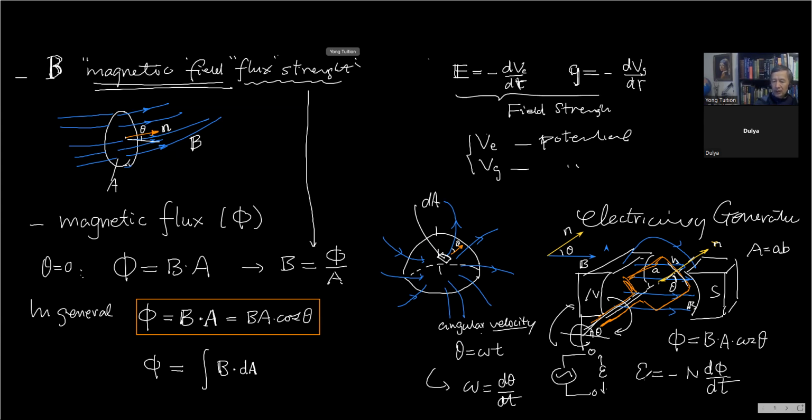So that is the induced current, where N is the number of turns. When we build this coil, if it's more than one turn, we multiply by the number of turns.